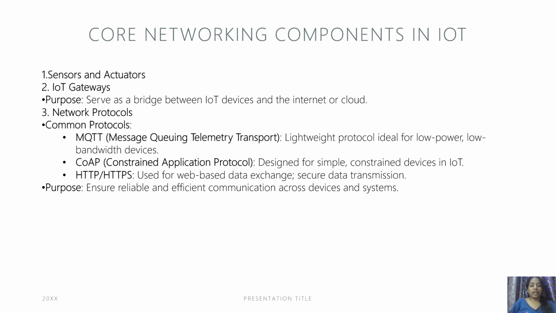Next are IoT gateways. It serves as a bridge between IoT devices and the internet or cloud. The functions are data aggregation, protocol translation, and edge processing. In data aggregation, it collects and consolidates data from multiple devices. In protocol translation, it facilitates communication between devices using different protocols. Edge processing pre-processes the data before sending it to the cloud, reducing latency and bandwidth.